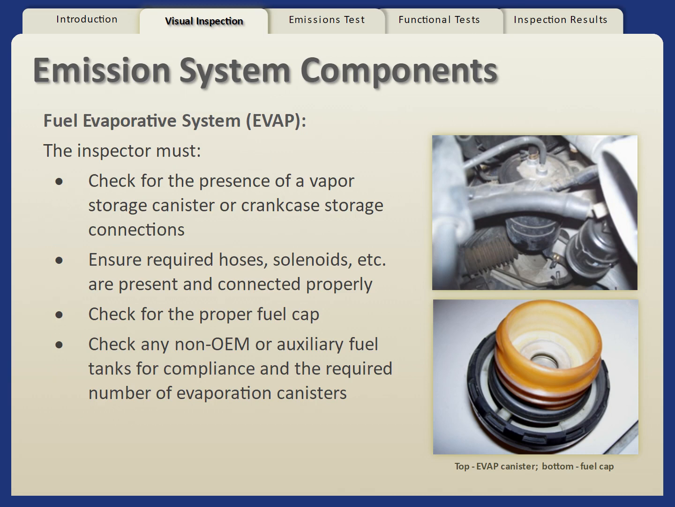The fuel evaporative system prevents fuel vapors from escaping and contributing to smog-forming hydrocarbons. During the visual portion of the fuel evaporative system inspection, the inspector must check for the presence of a vapor storage canister and ensure that the required hoses, solenoids, etc.